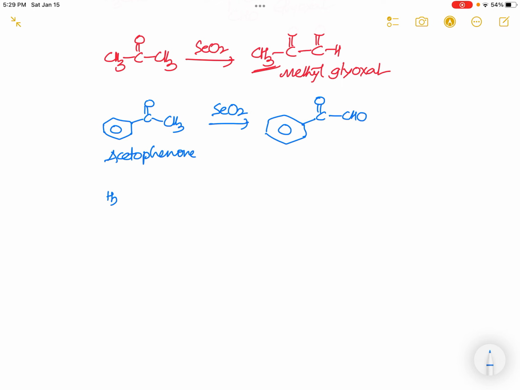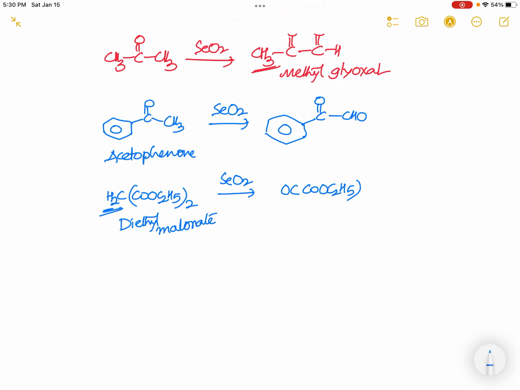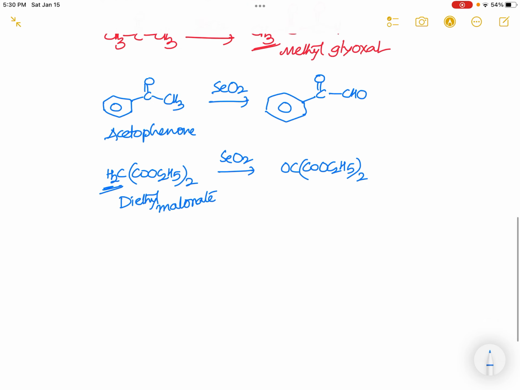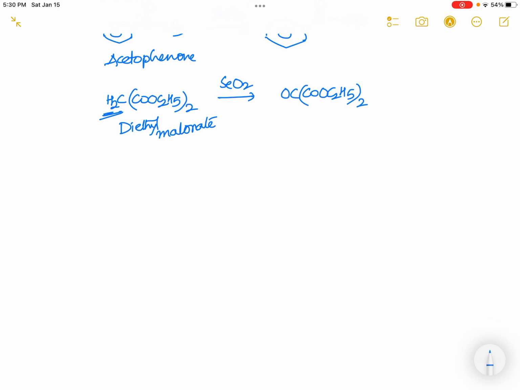If you have COOC2H5 taken twice, this group is now known as an active methylene group. This is diethyl malonate. When diethyl malonate is oxidized by selenium dioxide, this part is oxidized. You can simply show it like this, COOC2H5 taken twice. Double bonds, triple bonds, and aromatic rings activate this one. In that way, this is a good choice. Diethyl malonate can be converted into diethyl mesoxalate.